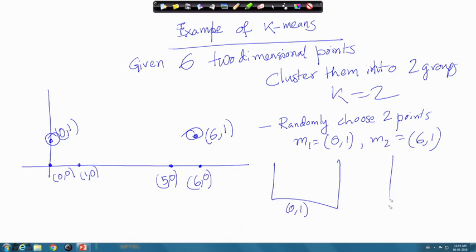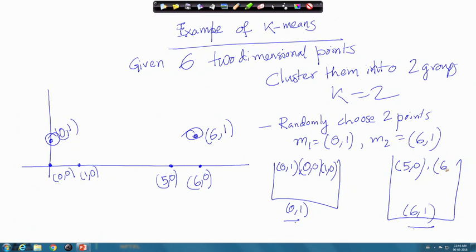Here is one bin, (6,1) is another bin. So, now let us iterate. This point will come here. This point (0,0) will go where, this or this, which is closest? This is closest. So, (0,0) goes here. (1,0), this is closest or this is closest? This is closest. So, (1,0) goes here. Now, (5,0), this is closest or this is closest, it goes here. (6,0) goes here. This is one.